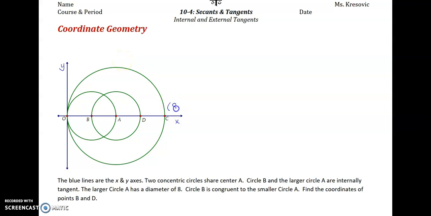which would make point C 8, 0. Then we know the radius is going to be half that, which means point A is 4, 0. And then OA is a diameter of the smaller circle, so that makes point B 2, 0. Circle B is congruent to the smaller circle A. Find points B and D. So this is congruent to that, is congruent to that. So now we have 2, 4, 6. That would make point D 6, 0.